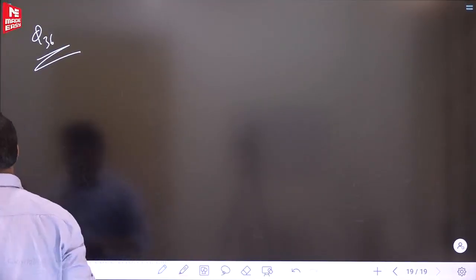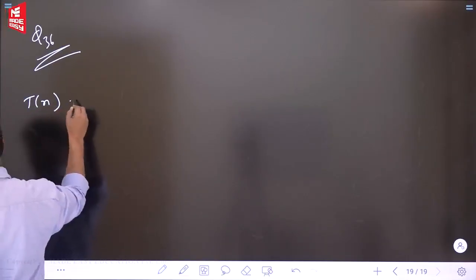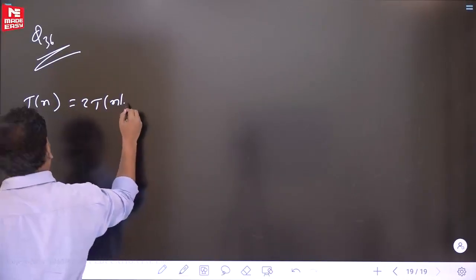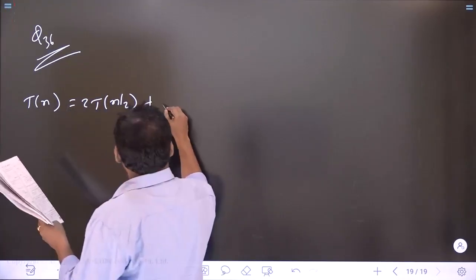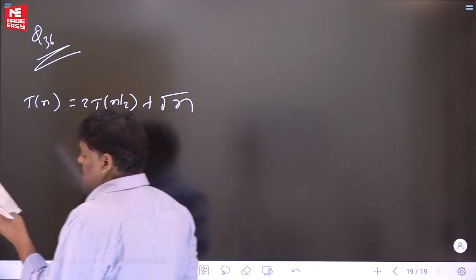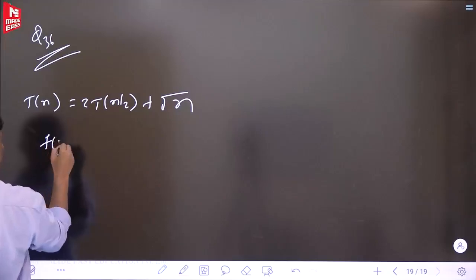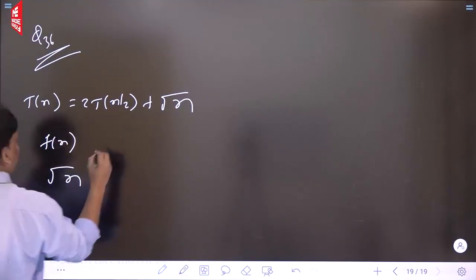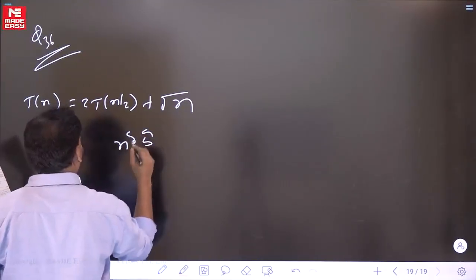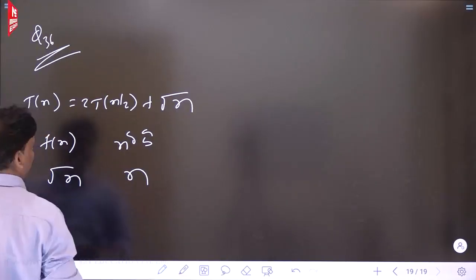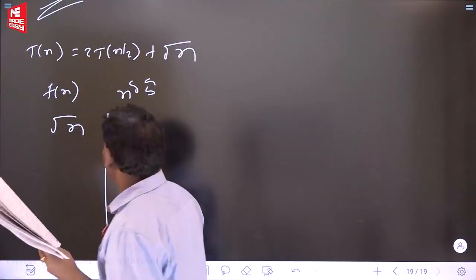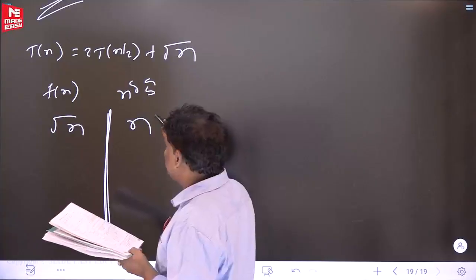Go to question number 36. One recurrence is given, we have to solve it. Which one of the following statements is true, they are asking. What is the recurrence? Tn is equal to 2Tn by 2 plus root n. Right, let's apply the master theorem. What is the Fn? Root n. What is n power log a base b? N. Now can you help me with one small line? Is n power log a base b bigger or not?